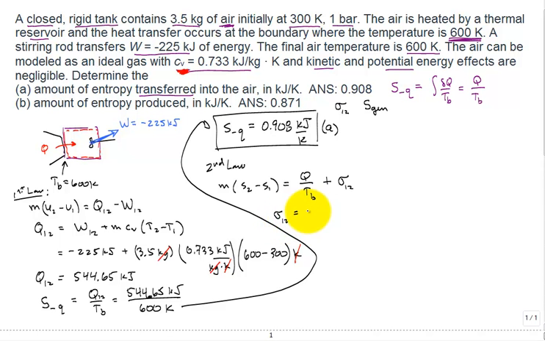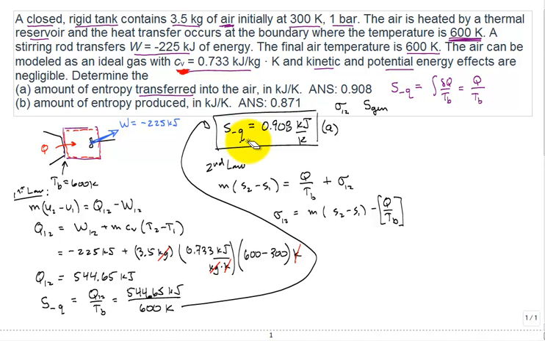It's equal to the mass times S2 minus S1 minus Q over T_B, which you already know the answer to. Actually, another good symbol, instead of using this symbol for the answer right here, we could just have used Q over T_B and let that be what we're solving for right there. Okay, well, how do we solve for the change in entropy?